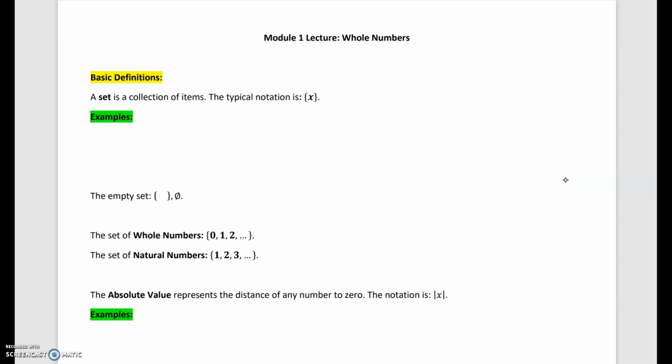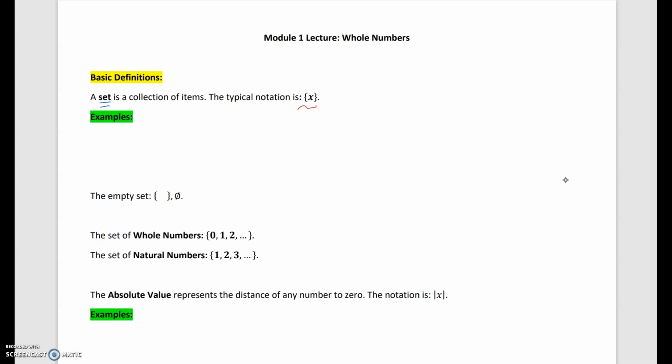Hi class, in this module we're going to be looking at a couple of definitions. The first definition that actually shows up is the idea of a set. Now, when we talk about sets, we're looking at collections of items, and this is the actual notation.